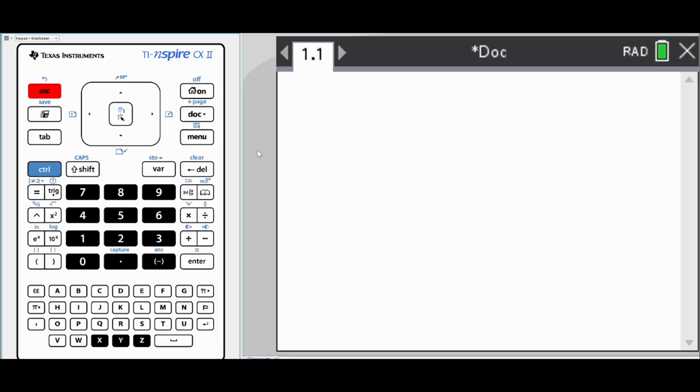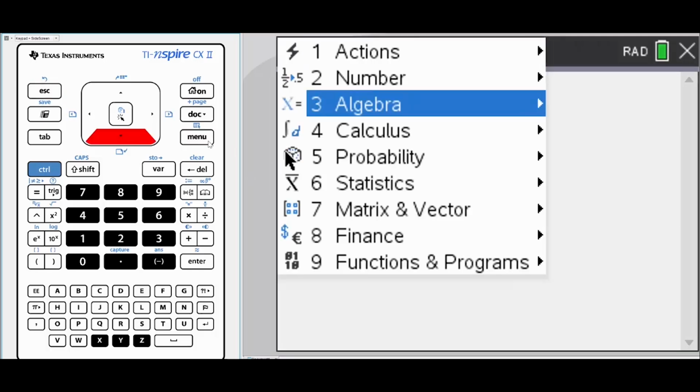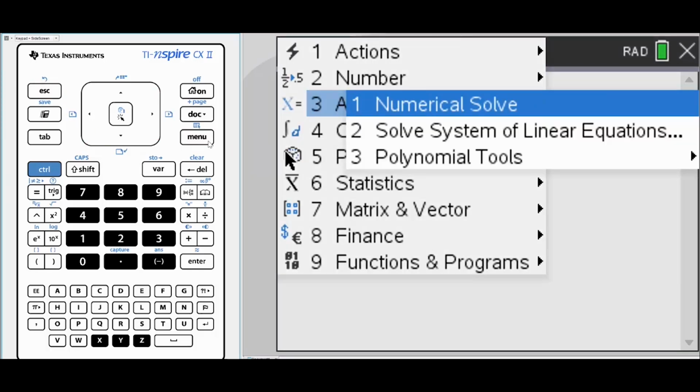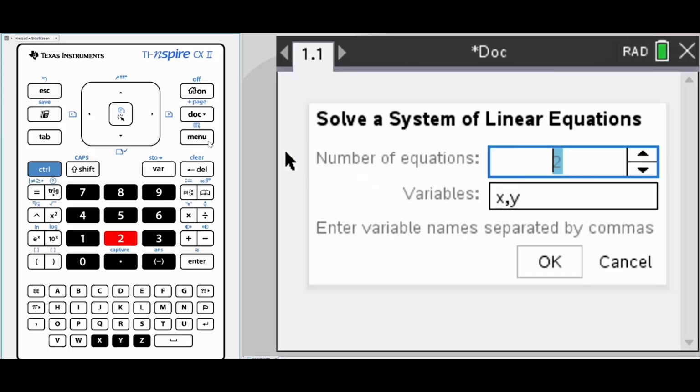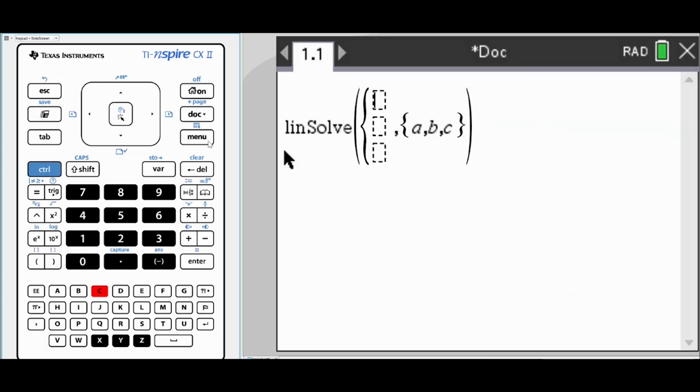So on our calculator, we just need to go to Menu, number 3, Algebra, and then number 2, Solve System of Linear Equations. The number of equations that we've got is 3, because we've got an a, b and c to find. And then in our variables, you can leave it as x, y, z, or you can change these to a, b and c yourself. Now we just put in the three equations that we had.